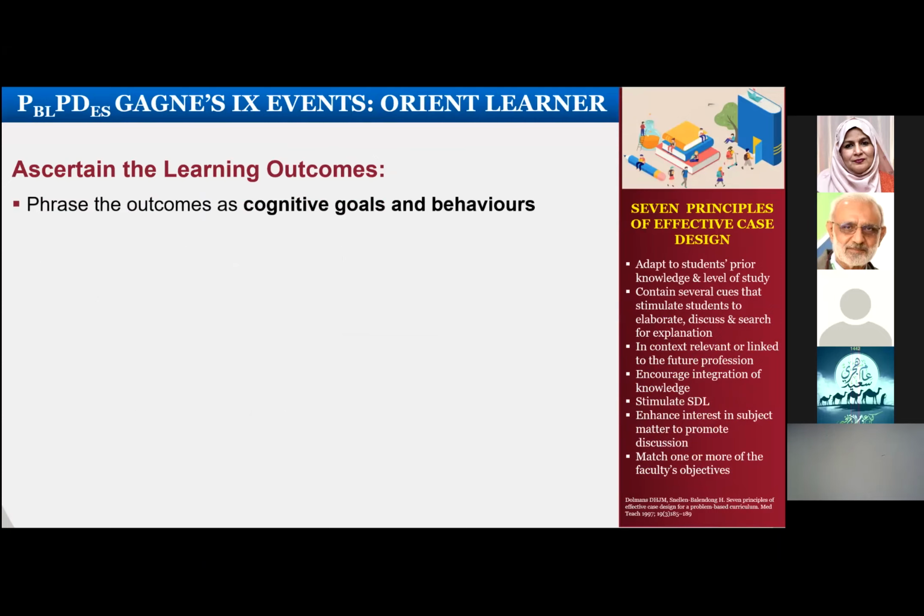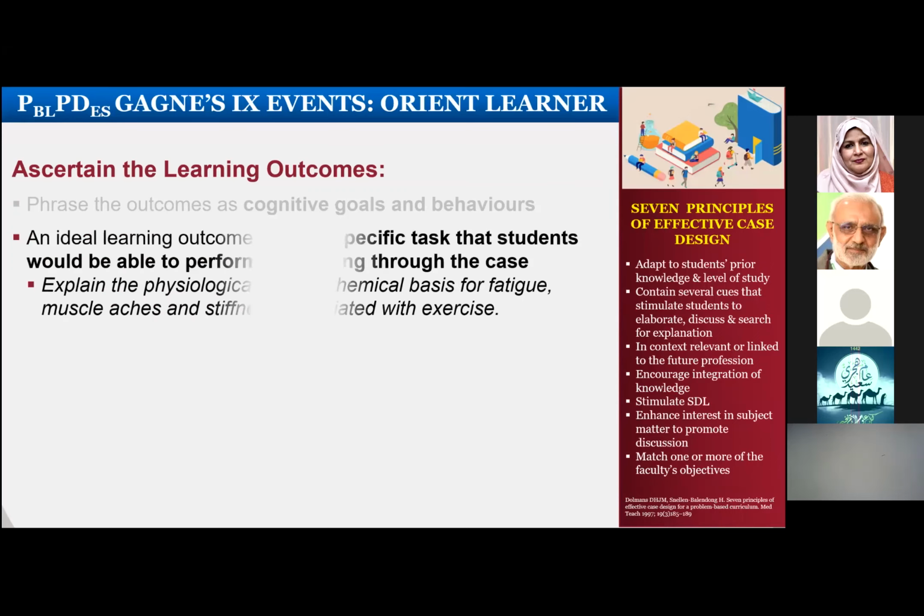Ascertain the same thing, learning outcomes: phrase the outcomes as cognitive goals and behaviors. An ideal learning outcome states a specific task that the student would be able to perform after going through the case. We have done a session on how to write the learning outcome. So I think you have that presentation as well. You can go through that again to reaffirm your knowledge.